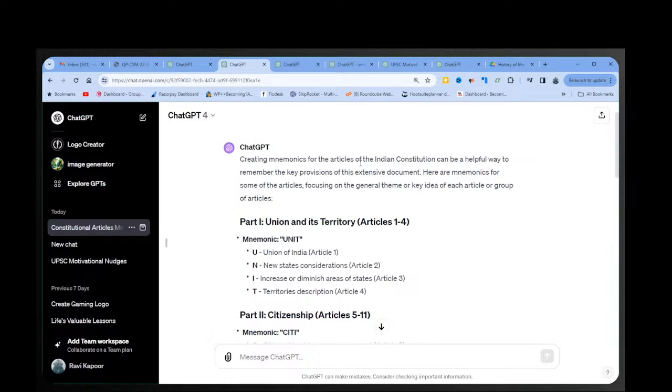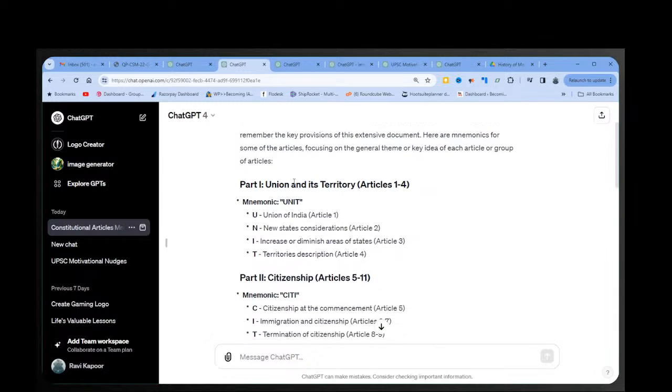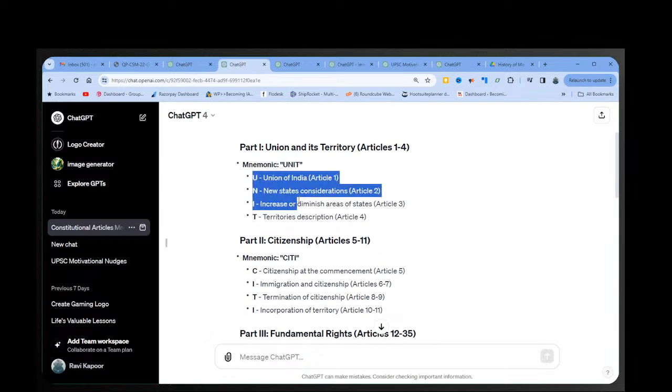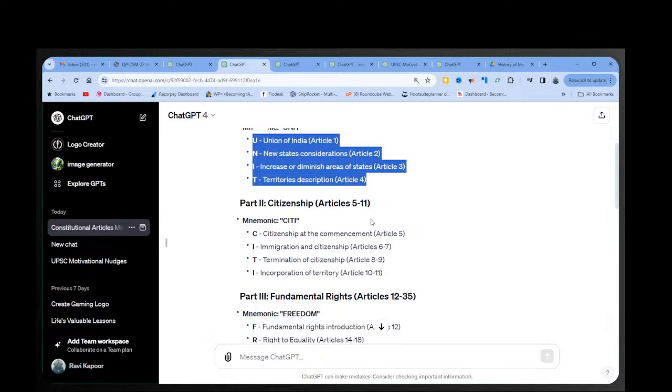Creating mnemonics, you see what it has done. Creating mnemonics so and so, part 1, unit. सबसे पहले तो इसने 4 बता दिया हमको जल्दी से, बहुत जल्दी याद होने वाली चीज़ है, और बहुत अच्छा निमोनिक इसने बना के दिया है.